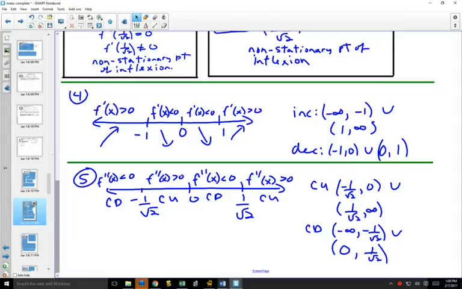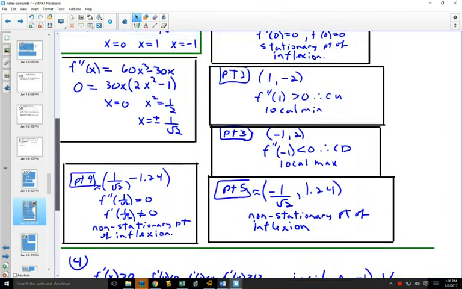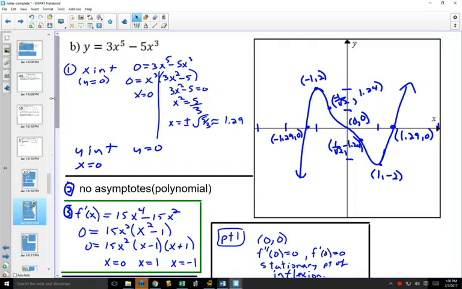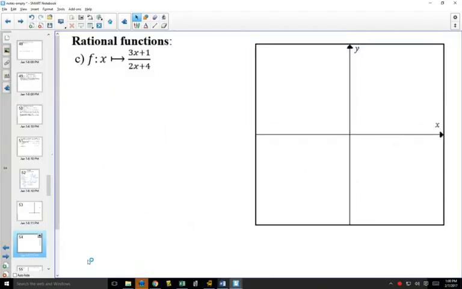Okay. So if you want to do this on your own and then check it, then all of the stuff is here, and there's the final graph. Just have to pause the video to check that. We are going to do this one together right now, and hopefully the next one as well.